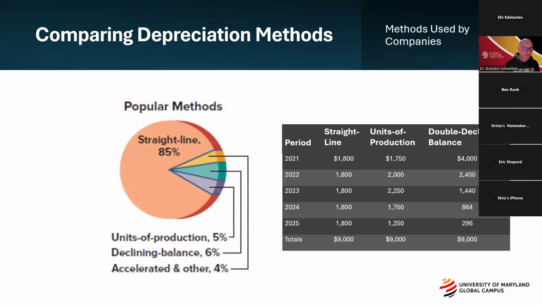Here we can see a nice side-by-side comparison between the straight line method, units of production method, and double declining balance method from our example. And we can see what the overall impacts are from year to year. The majority of the companies use straight line depreciation method, and again, it's the easiest one, which is the reason why companies do it. Then they would probably use double declining balance or units of production, and then other accelerated methods.